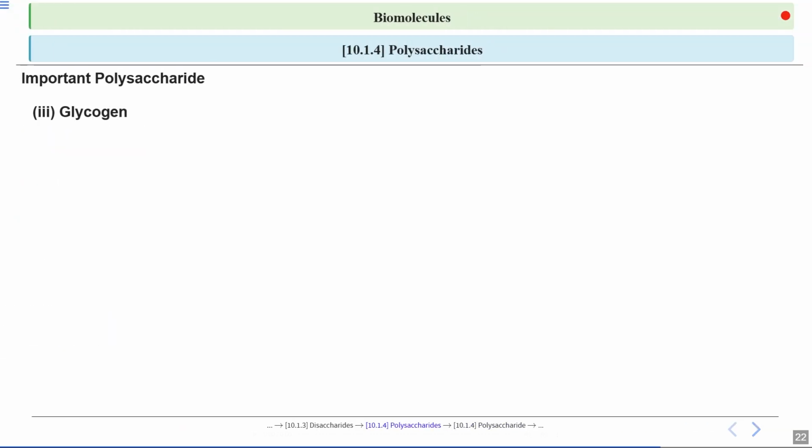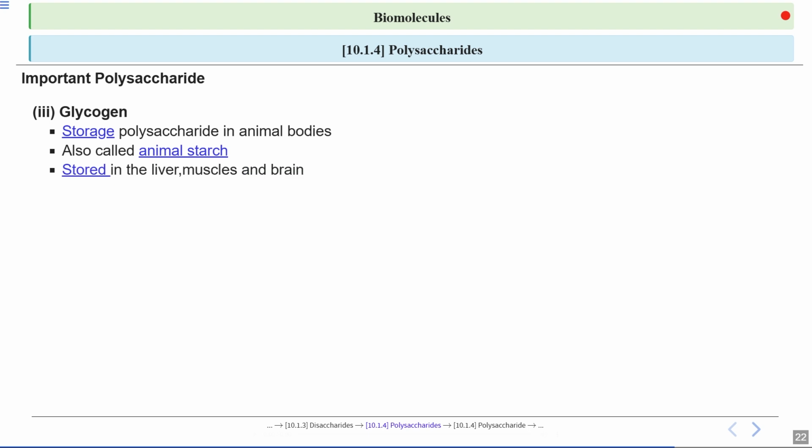Now, moving on forward, we will talk about glycogen. Glycogen is a storage polysaccharide which is found in animal bodies. When animals store excess glucose in their bodies, it is stored in the form of glycogen. So glycogen acts as a storage polysaccharide. This means animals use glycogen to store extra glucose, which can be broken down later when energy is needed. Glycogen is also called animal starch.